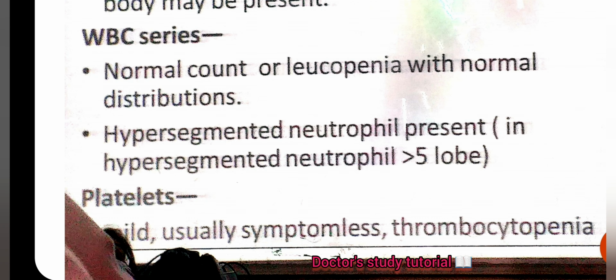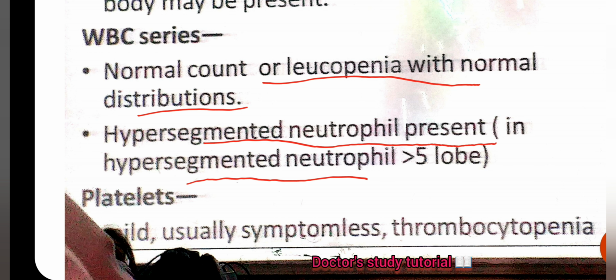The next one is the WBC series. Normal count or leukopenia with normal distribution. Hypersegmented neutrophils are present, with greater than 5 lobes. আমরা জানি সাধারণত নিউট্রোফিলে 3 to 5 লোব থাকে, কিন্তু এখানে যেহেতু হাইপারসেগমেন্টেড এজন্য এখানে 5 লোবের থেকে বেশি থাকবে, greater than 5 lobes. Then the platelet: mild, usually symptomless thrombocytopenia.